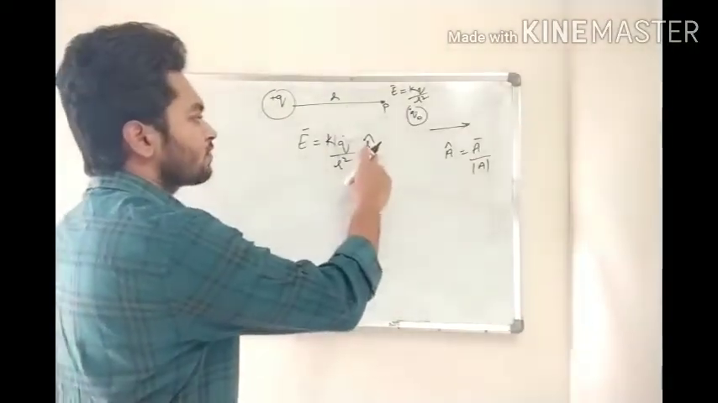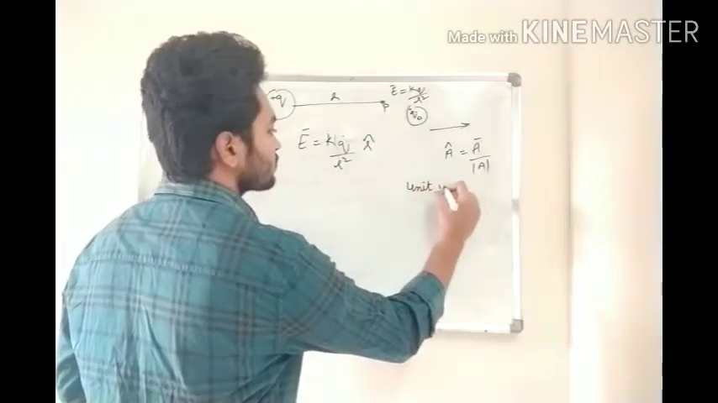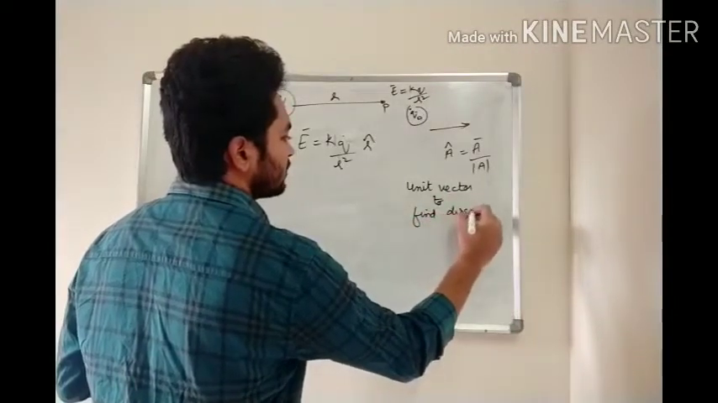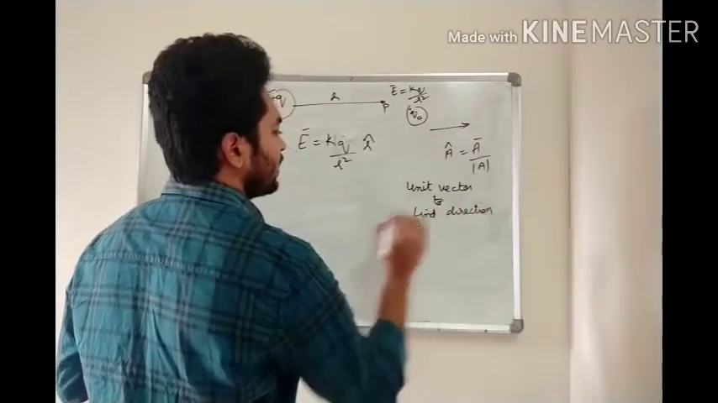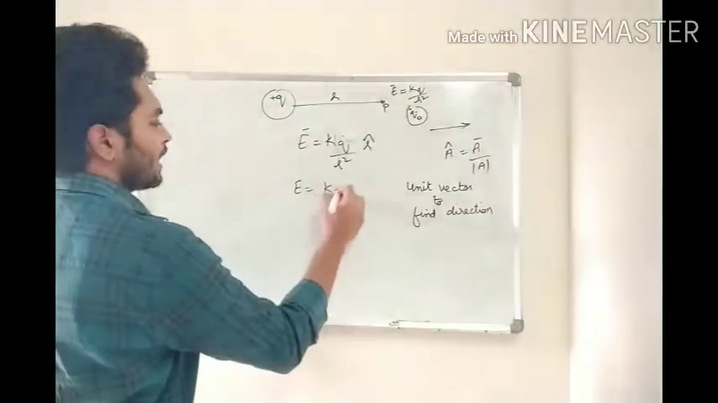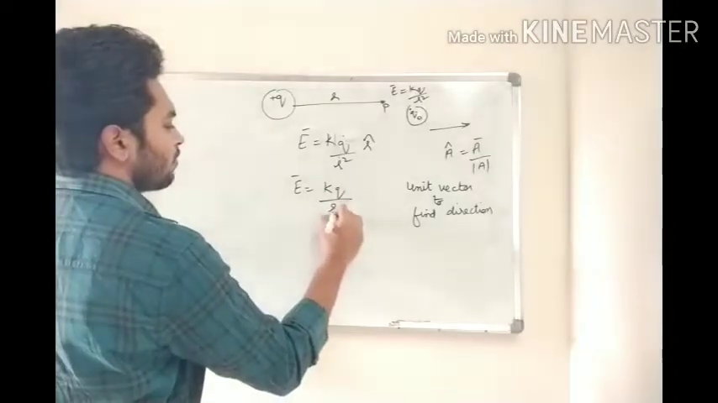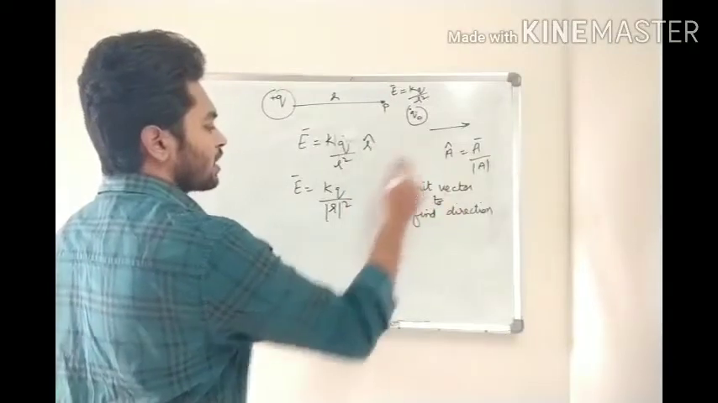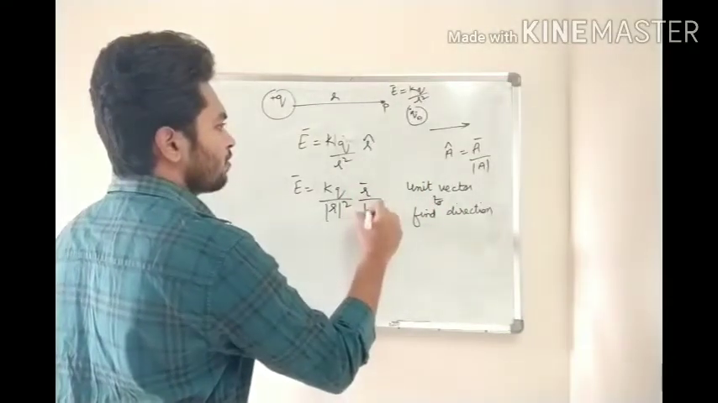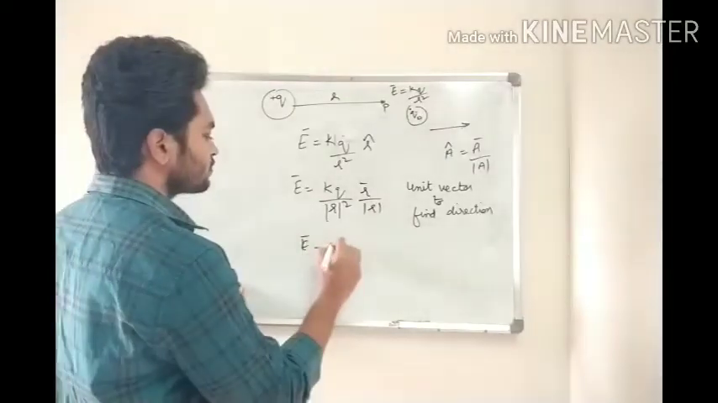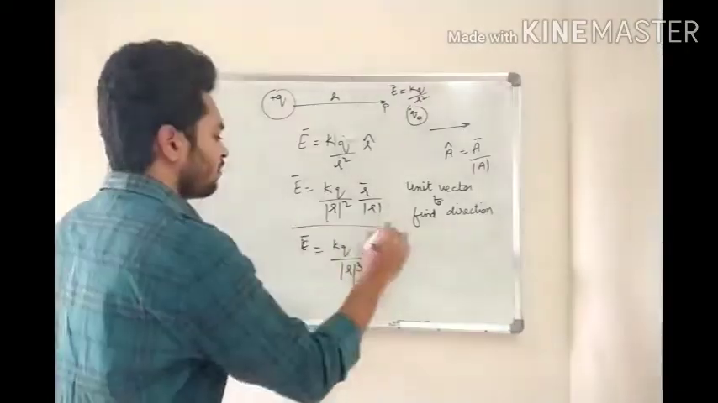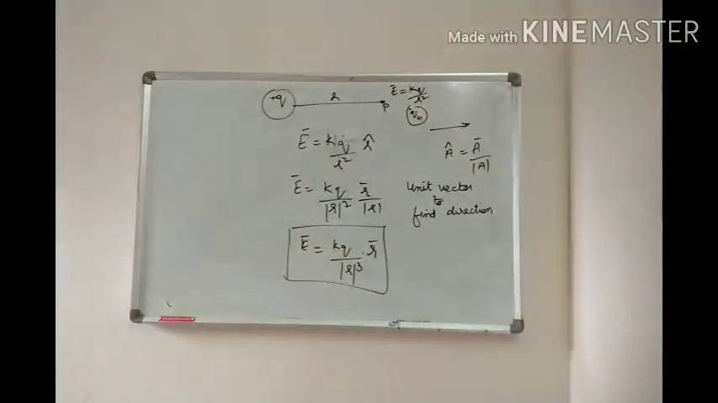This is the unit vector to find direction. Unit vector to find direction. So E bar is equal to kq by mod r square, this is your magnitude, into r cap. R cap, what can I write? R bar by mod r. So E bar is equal to kq by mod r cube into r bar. This is your vector form of electric field. Clear? Note it down.